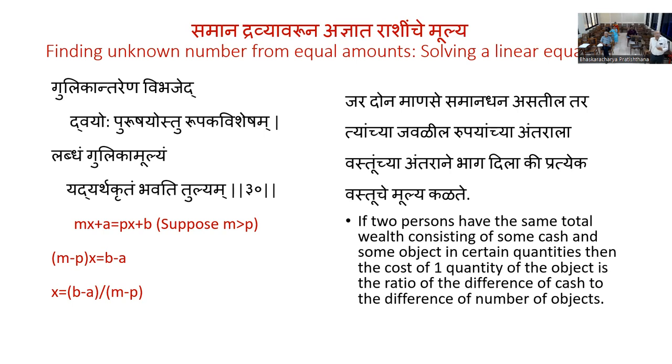Rupaka means whatever cash money that person has. Vishesham, that is the difference of rupaka of the two persons. So shesha, whatever is left out, that is in this case b minus a, and you should divide by gulika antara, the difference between the number of apples or gulika. Then that gives you gulika mulyam, the value of each gulika. So essentially solving a linear equation here is done in this way.